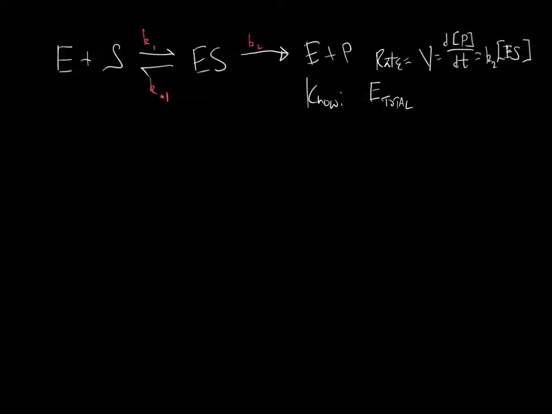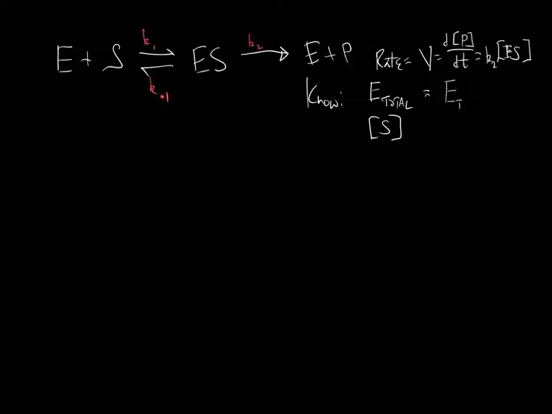Okay, I'm going to call it E total or ET because it's going to get kind of annoying to write the word total all the time. Usually when we're doing this either in vivo or in vitro, especially in vitro, you know how much enzyme you have. You also usually know the concentration of substrate that you start off with. So that's what you know.